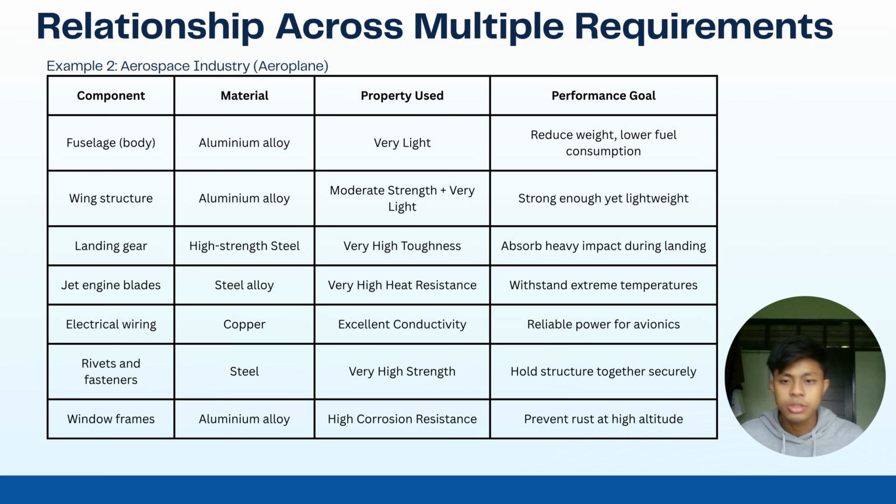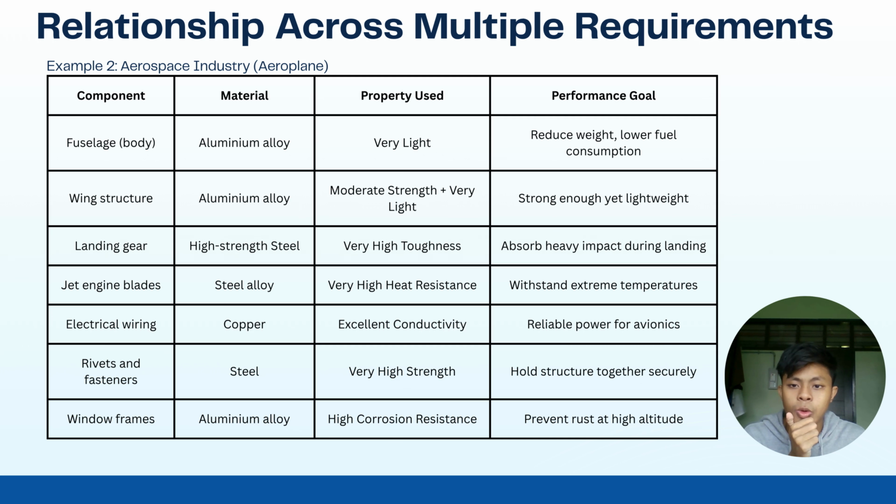For example two, we have the aerospace industry, which is an aeroplane. For the components, we have seven: the fuselage body, wing structure, landing gear, jet engine blades, electrical wiring, rivets and fasteners, and window frames. For the fuselage, we use aluminum alloy. The property used is very light, and the performance goal is reduced weight and lower fuel consumption.